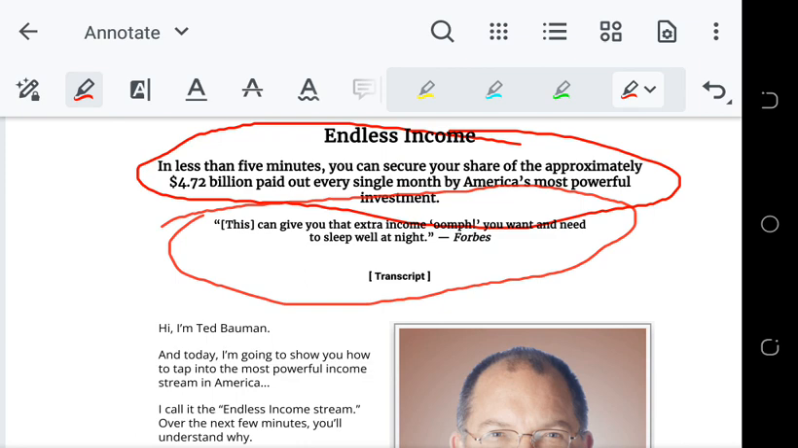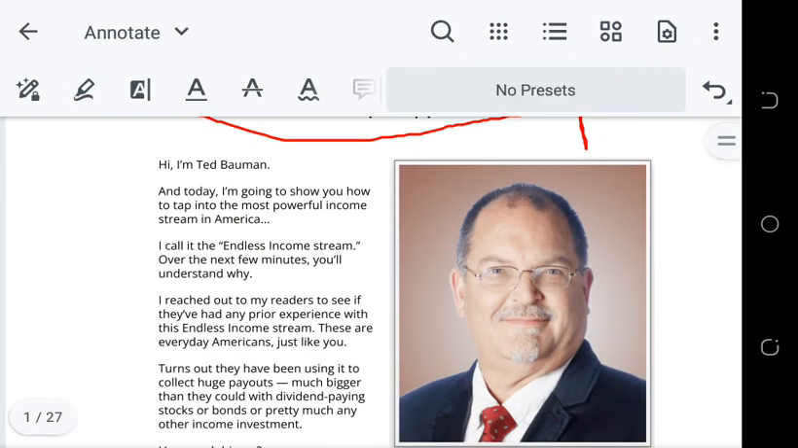If you watch, you will see that there is a quote from Forbes: "This can give you that extra income you want and need to sleep well at night." Forbes. So there's a headline above and there's a testimonial below. Quotes from authority figures are proof elements. So right there you can see proof element number one, just on the headline.